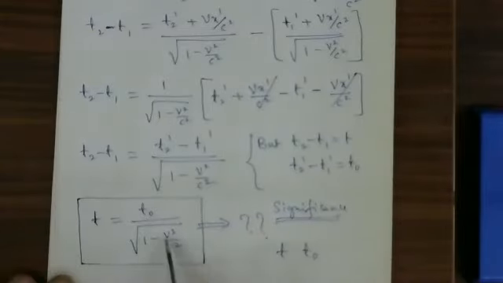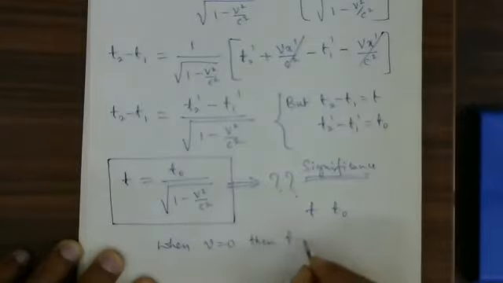If V is equal to 0, this is 0. 0 divided by C square is 0. 1 minus 0 is 1. Square root of 1 is 1. Then T is equal to T naught. I hope you understood. When V is equal to 0, then T is equal to T naught.